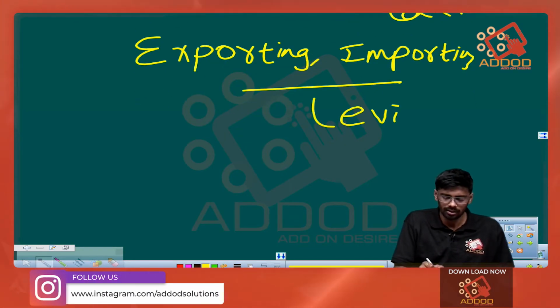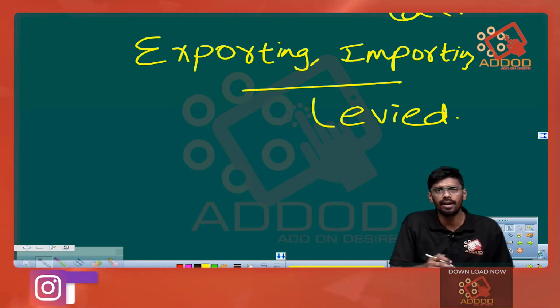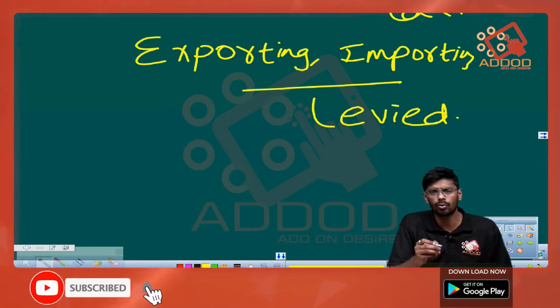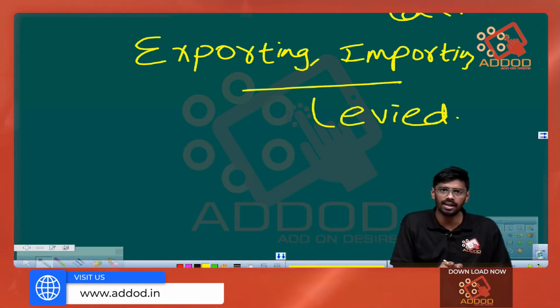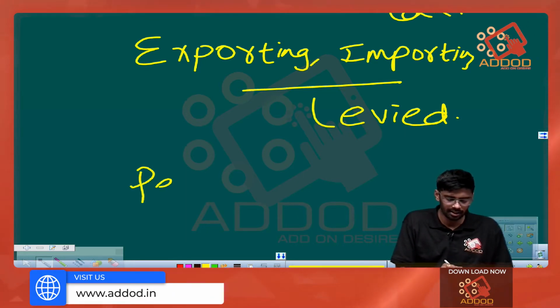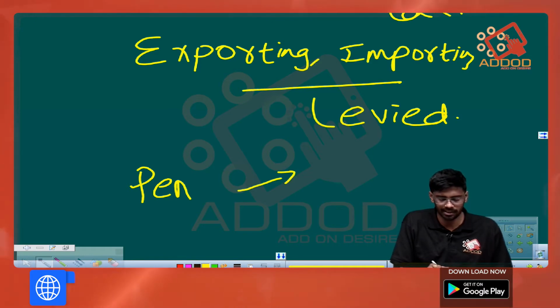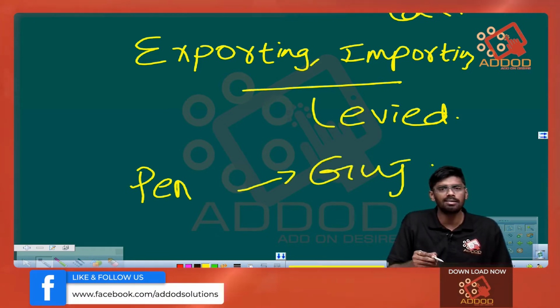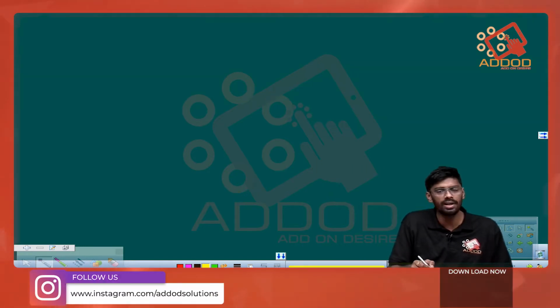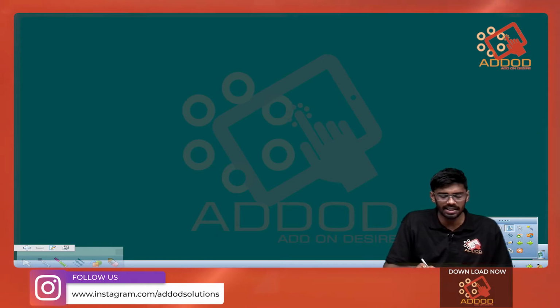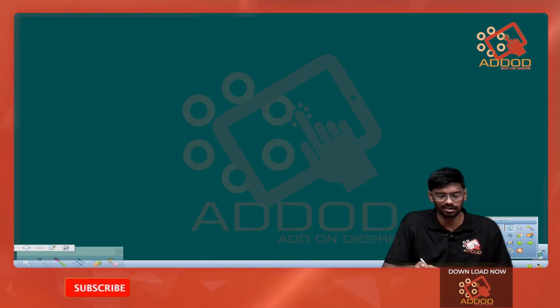And also, the IGST would be levied on interstate goods and services transport or supply. So, let's say a pen is being produced in the state of Gujarat, and this pen, after being produced here, is sent to the state of Maharashtra and it is being sold here. Then the IGST would be applicable in this case also.